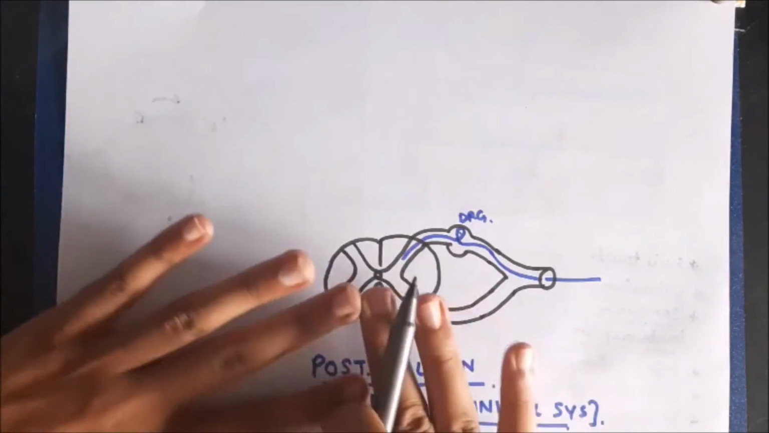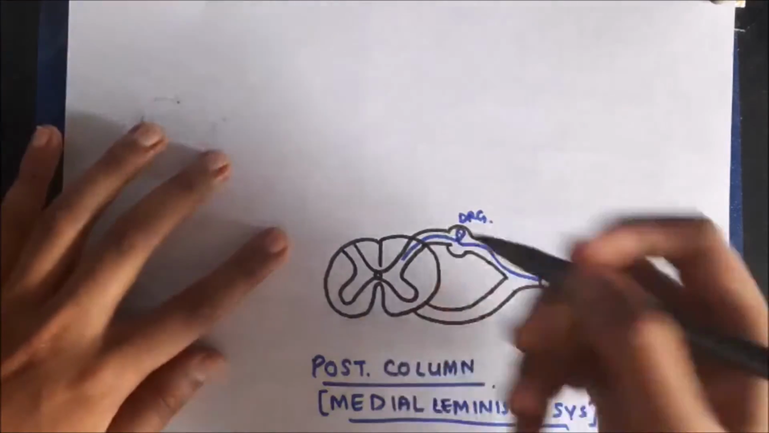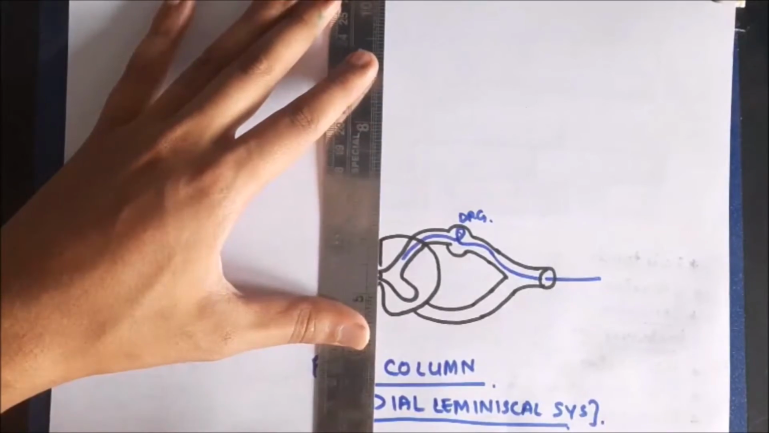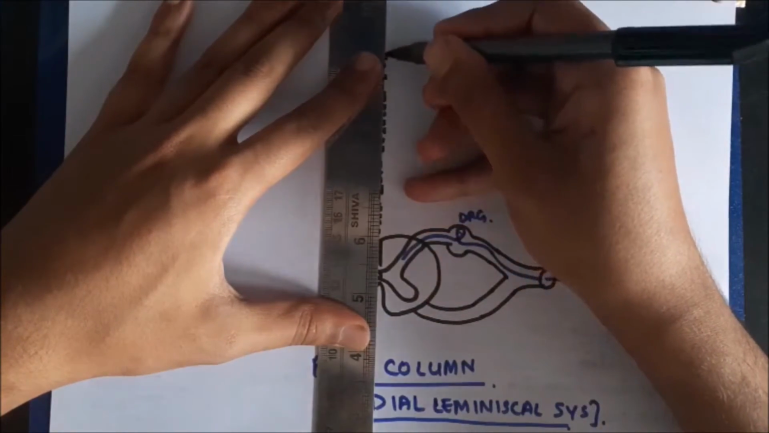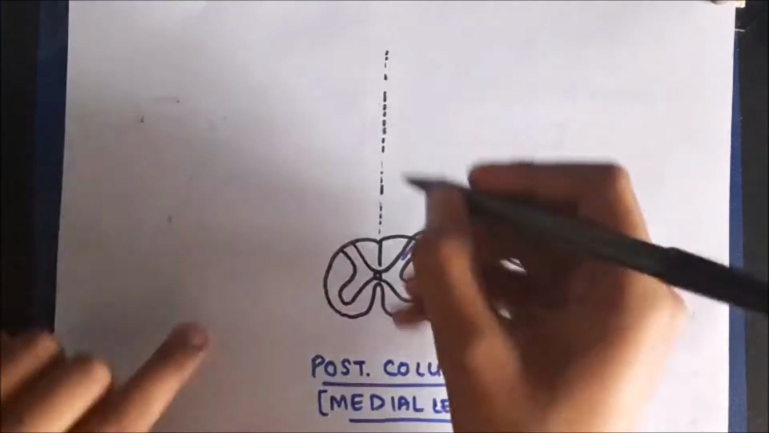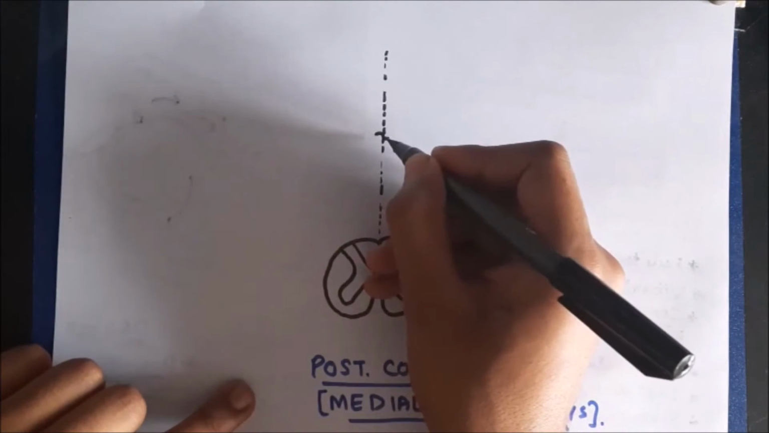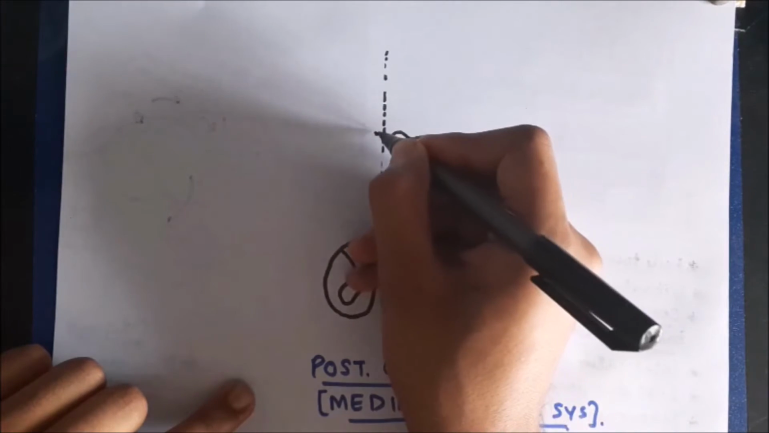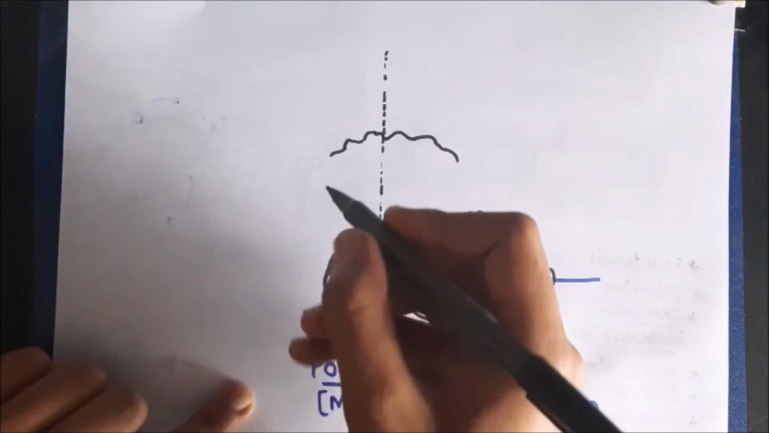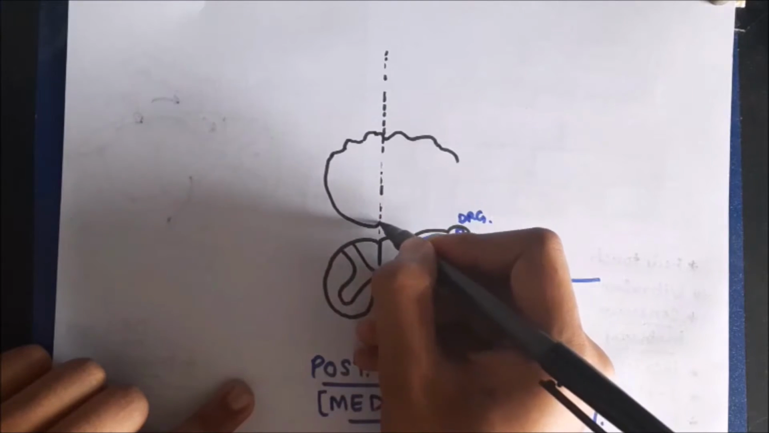This is the dorsal root ganglion cell. Now first of all, let us draw the midline. So this is the midline. Now above the section of spinal cord, we will draw a section of the medulla oblongata. This is the section of medulla at the level of nucleus gracilis and nucleus cuneatus. So this is the medulla.